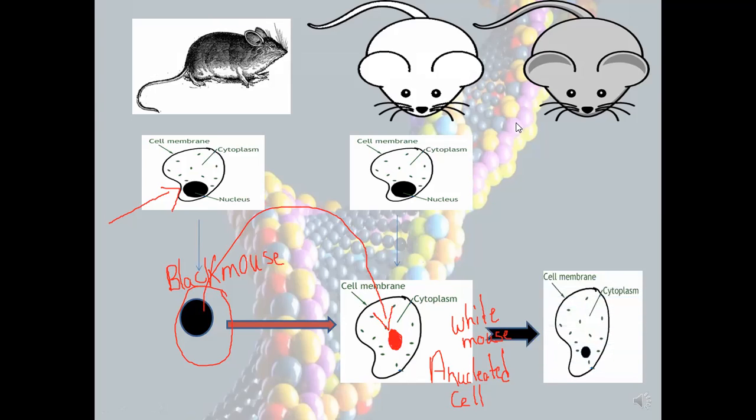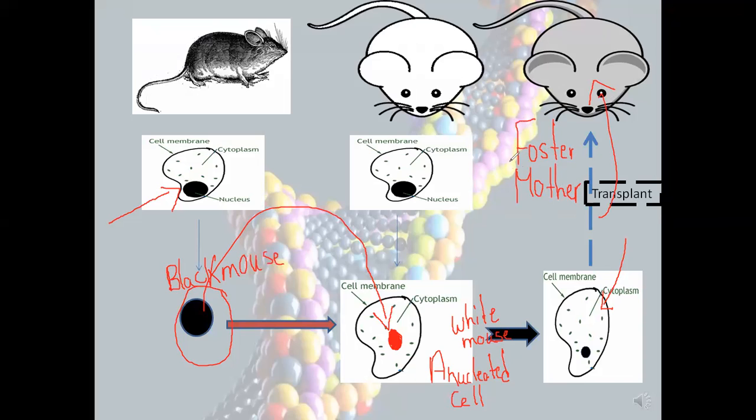Here we continue. What did we do next? We transplant this embryonic cell containing the nucleus from the black and the cell from the white into a gray mouse. This gray mouse is said to be the foster mother. The foster mother only puts this embryonic cell inside the uterus. So this gray mouse is called the foster mother.